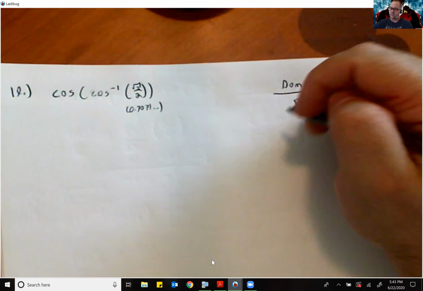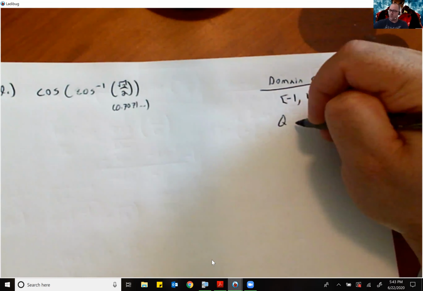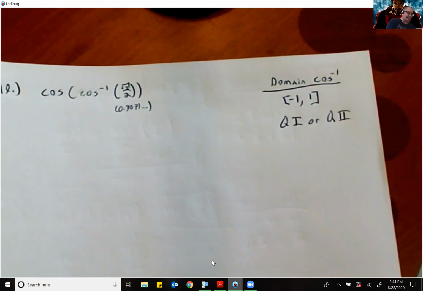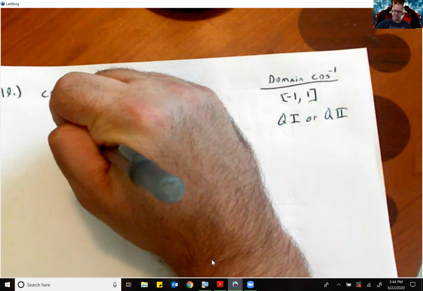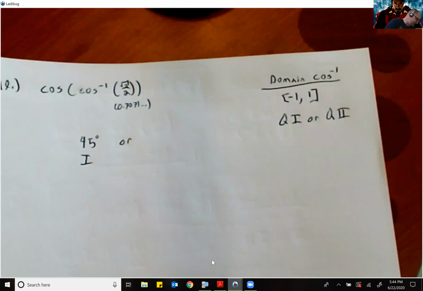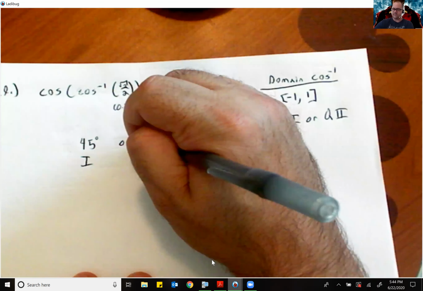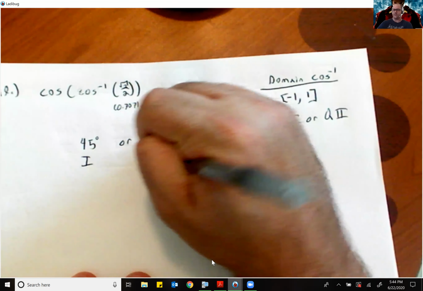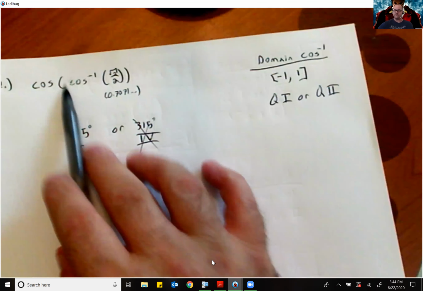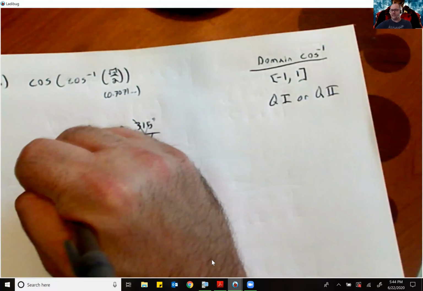So if we take the inverse of that, we are going to be dealing with quadrant 1 or quadrant 2. So where is cosine inverse, or in other words, cosine square root of 2 over 2? It is square root of 2 over 2 at 45 degrees, which is in quadrant 1, which is the one that we want. Or cosine is the square root of 2 over 2 at 315 degrees, which is quadrant 4. So yeah, definitely throw that guy out there. So we now know that this right here is really just 45 degrees. So we have now worked out the inside.